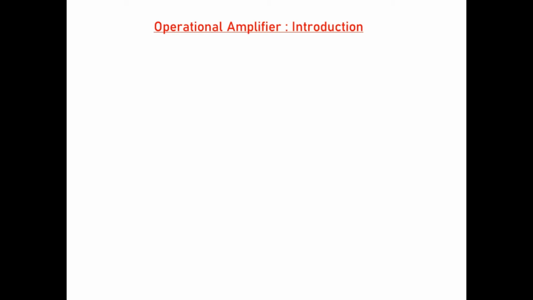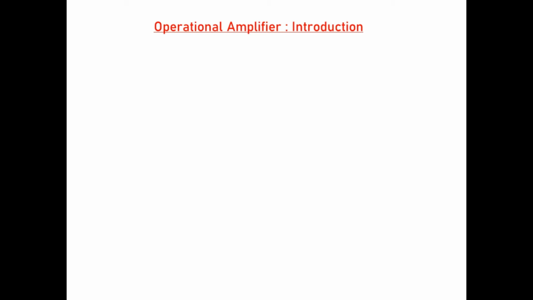Welcome to the channel. In this video, we will have a discussion on operational amplifier, an introduction to operational amplifier. An amplifier is an electronic device which is used to increase the strength of a signal. Sometimes the input signal coming from a device or a circuit may be very low and may not be useful for practical applications, so we need to increase the amplitude of the input signal. For this purpose we use an amplifier.